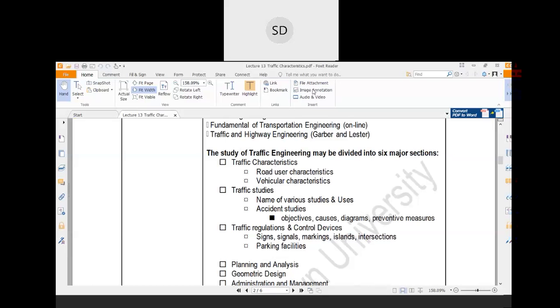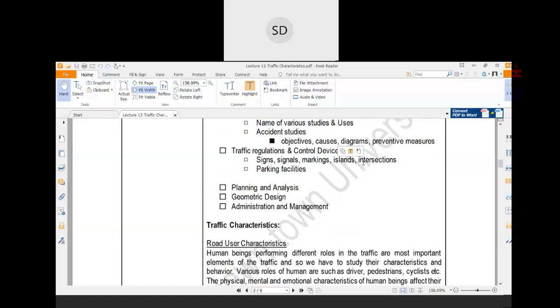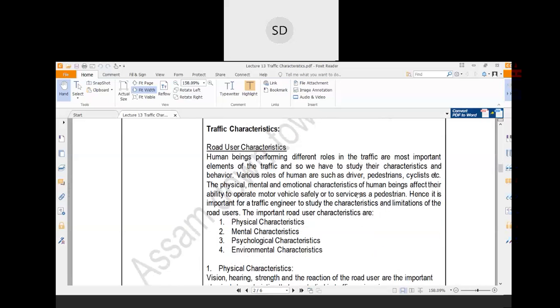Now, the study of traffic engineering may be divided into six major sections. The first one is traffic characteristics, which includes road user characteristics and vehicular characteristics. In the road user characteristics, human behavior characteristics will also be included. Various roles of humans, such as driver, pedestrian, cyclist, etc., exist in the transportation system.